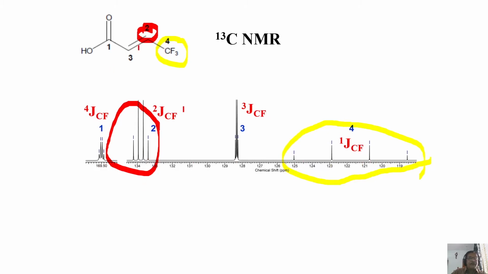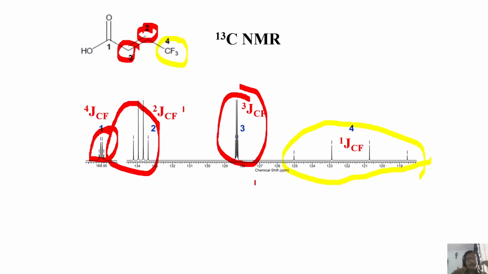What about this one? Next, carbon 3. This is 1, 2, 3 bond coupling. This is much better. And the 4 bond carbon coupling is here, this one. Very easily you can identify all the carbons based on their splitting pattern and the coupling strengths.